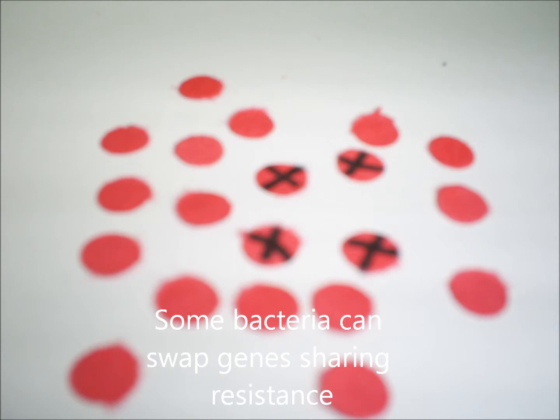In the example, if the red circles represent a bacterial population, then the ones with the X on them would be representative of a small number that is resistant to antibiotics.